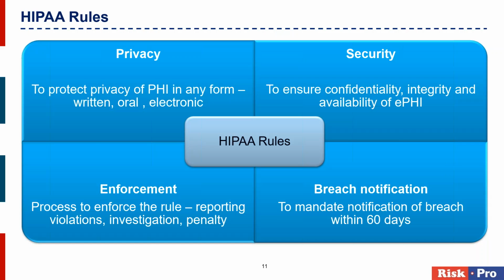Breach notification is there because any breach has to be notified to the affected individuals, and also published to the wider public, saying that a breach has happened and this is the commitment the organization is making to remediate that breach. That is within 60 days of identification of the breach.